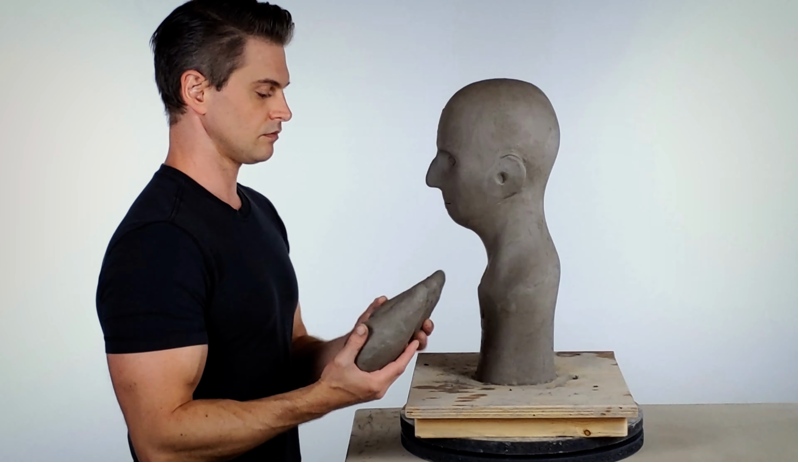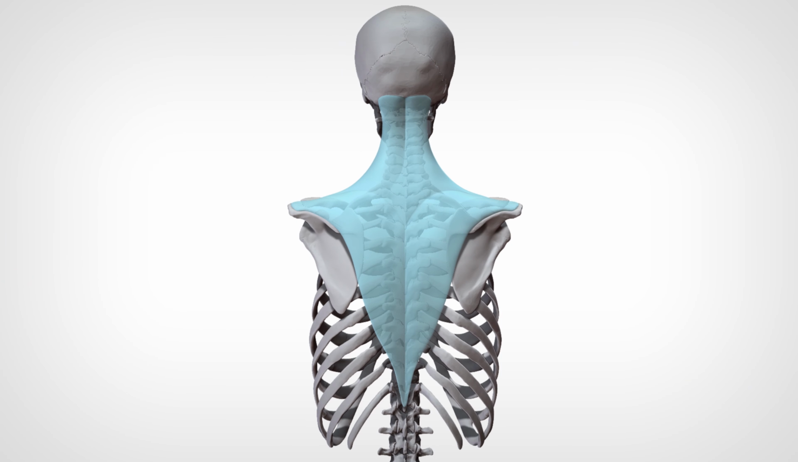Next, we'll start to build up the trapezius, a kite-shaped muscle of the upper back that runs all the way from the external occipital protuberance down to the bottom of the thorax and out to the acromion, where the scapula meets the clavicle to form the shoulder girdle.